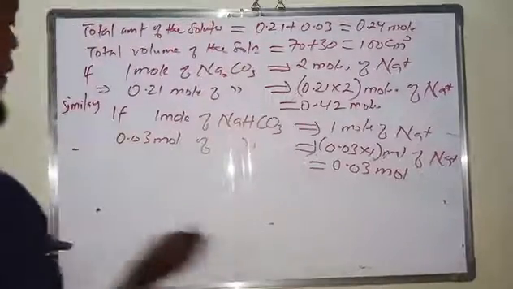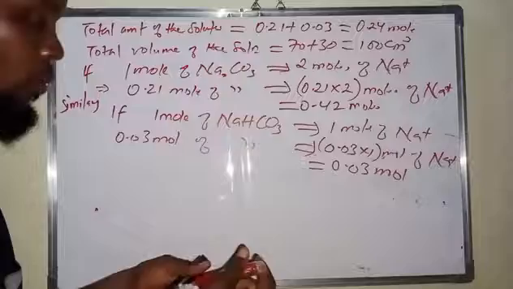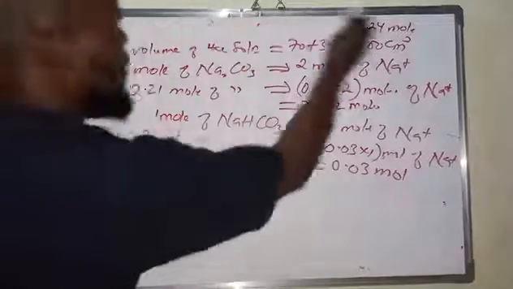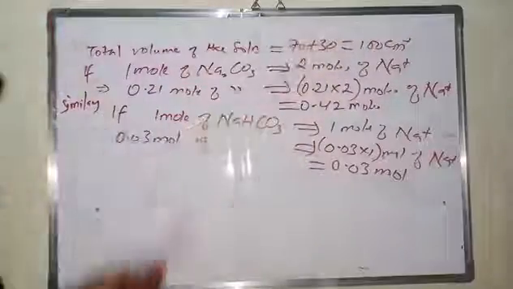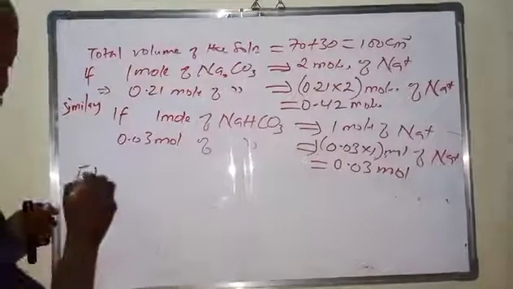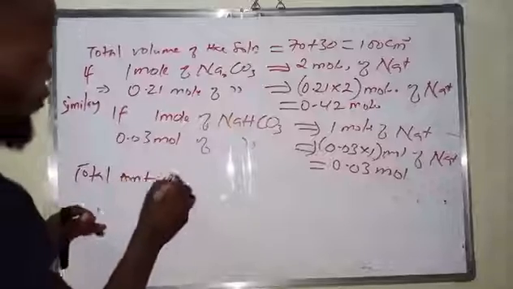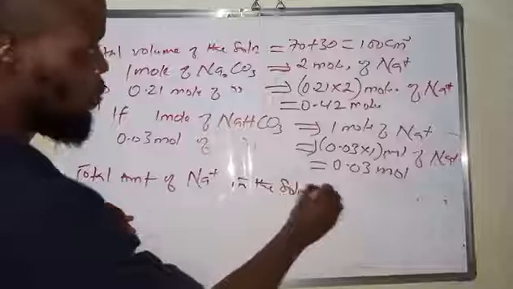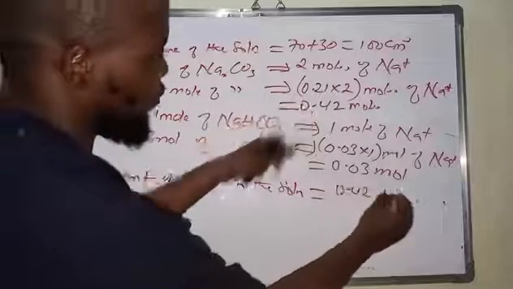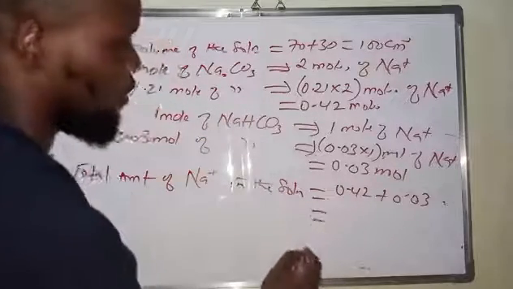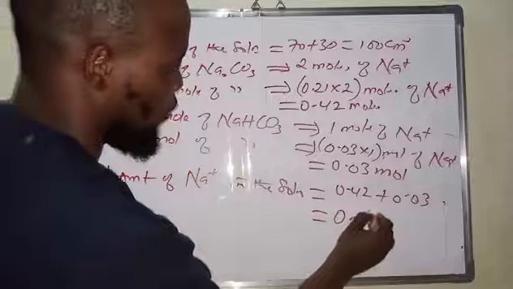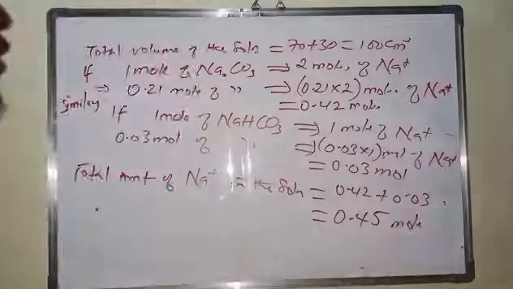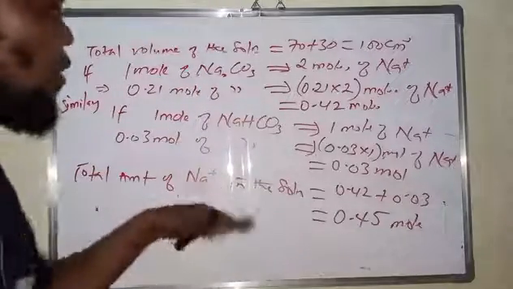Now the next thing is to add the total. Sorry, there was no need for this at this point, but we know the total volume is this. So we can now set the total amount of sodium ions in the solution to be equal to 0.42 plus 0.03, which should give 0.45 mole. So this is the amount of sodium ion we have in the solution.